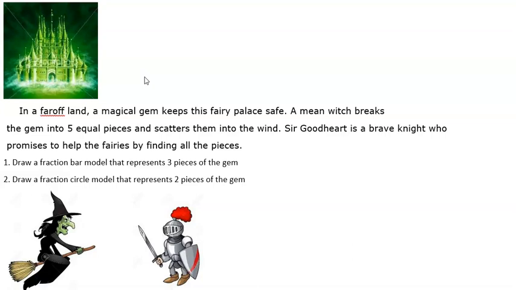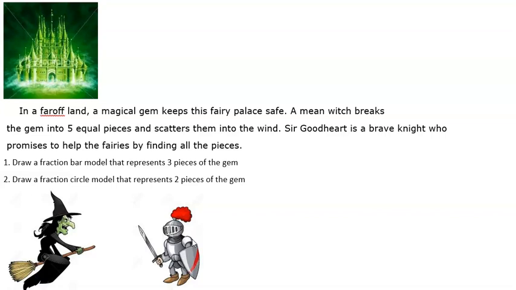In a far off land, a magical gem keeps this fairy palace safe. A mint which breaks the gem into five equal pieces and scatters them into the wind. Sir Henry Goodhart is a brave knight who promises to help the fairies by finding all the pieces.